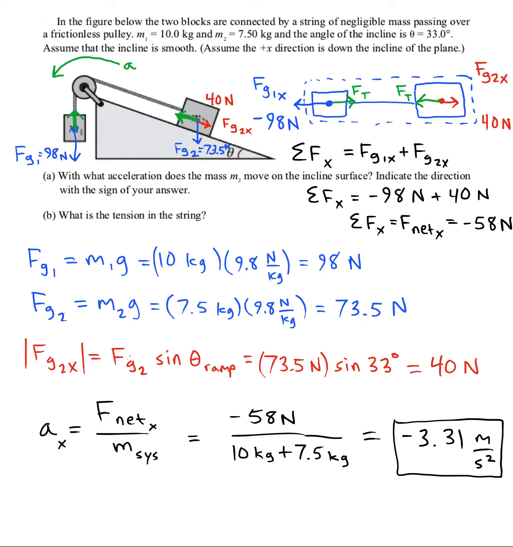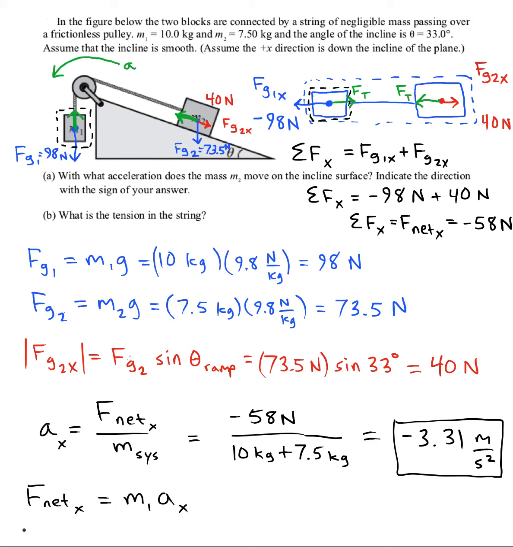Now it asks, what is the tension in the string? To answer that question, we have to make a new choice of system. And we can go ahead and grab any of these blocks here. So either one will work. And we'll just analyze the forces on M1. I'll use Newton's second law. And I'm also going to continue to use my analogy here. So the net force in the x direction equals m1 times acceleration in the x direction.